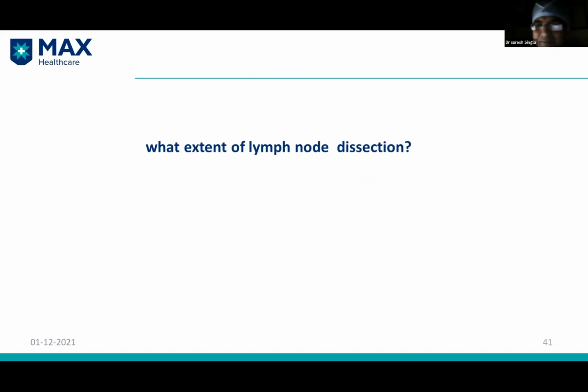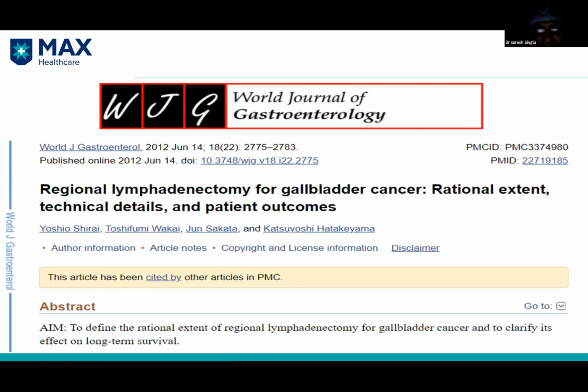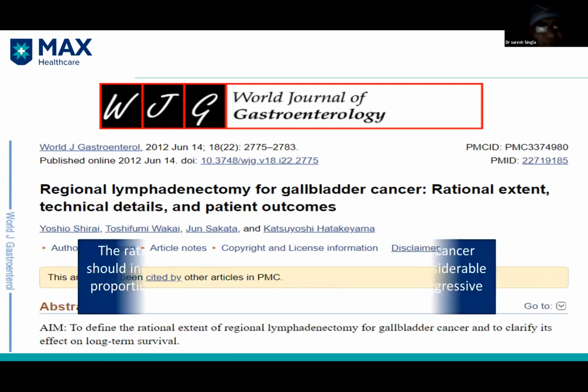The next question is again by Dr. Rakesh. As we already discussed, we have to take the cystic lymph node and hepatoduodenal lymph node, then the lymph node on the common hepatic artery and posterior pancreaticoduodenal lymph node. And Dr. B.K. Kapoor has already discussed that in Japan and in Asian countries like India, we go for the regional lymph nodes like cystic, CBD, hepatic artery along the CHA, posterior pancreaticoduodenal, right celiac. We consider it as a regional lymph node and we do a lymphadenectomy for that. But in the USA, the lymph node along the common hepatic and posterior pancreatic is taken as metastatic.